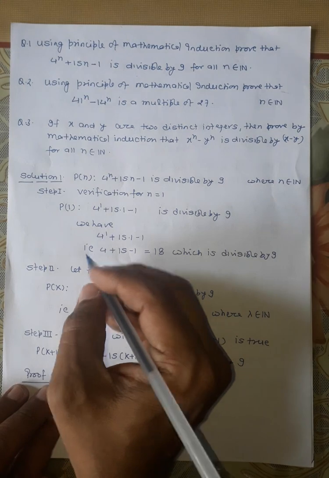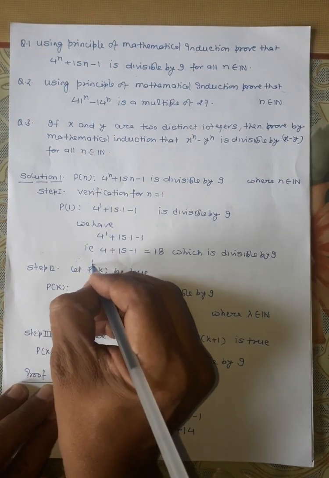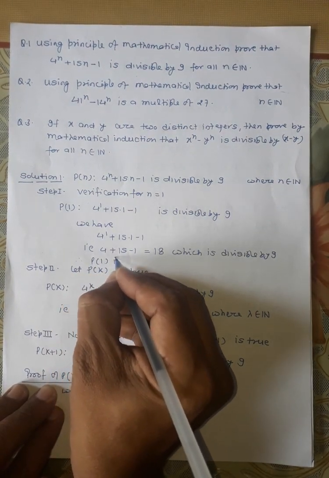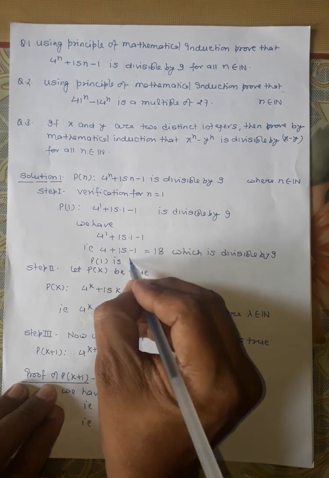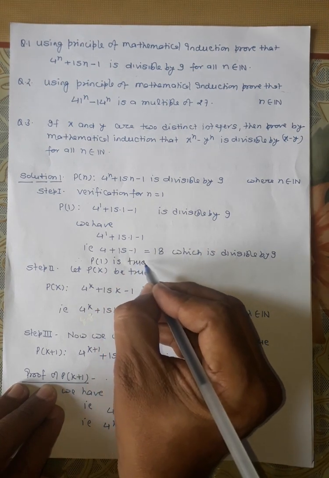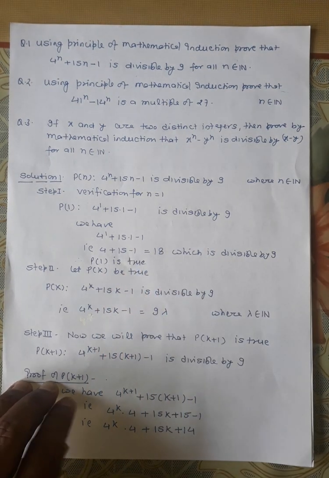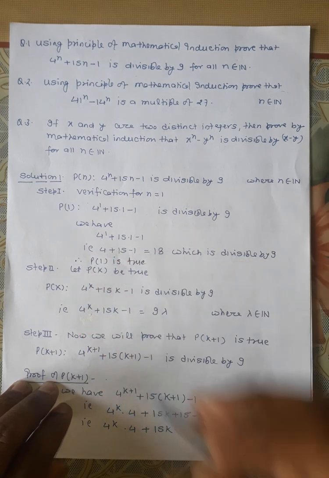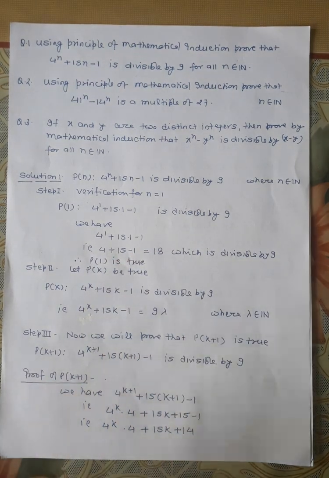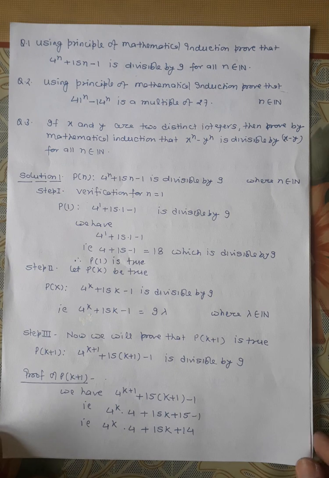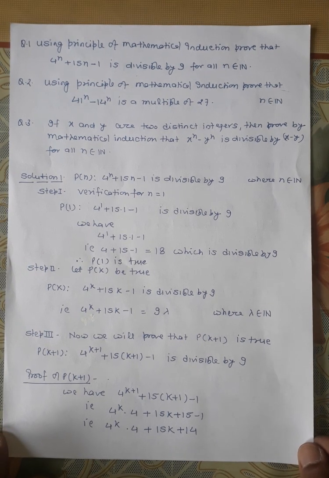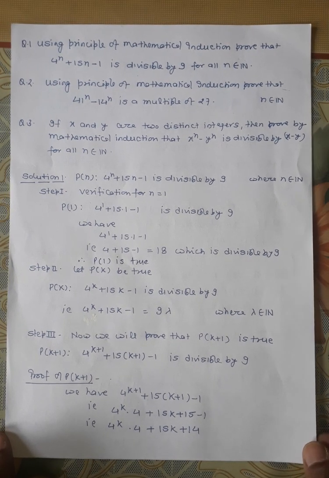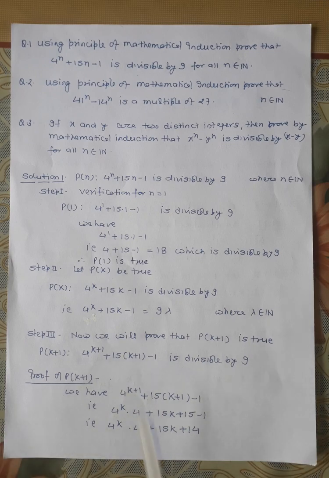Therefore, P1 is true. So write it also: P1 is true. Whereas in step 2, as I have told you, what we do is suppose, we let that our mathematical statement is true for n equal to k, or we can say that Pk is true in step 2.